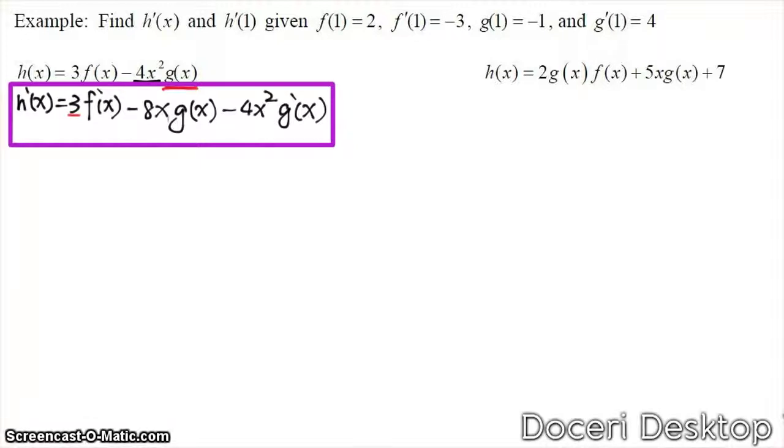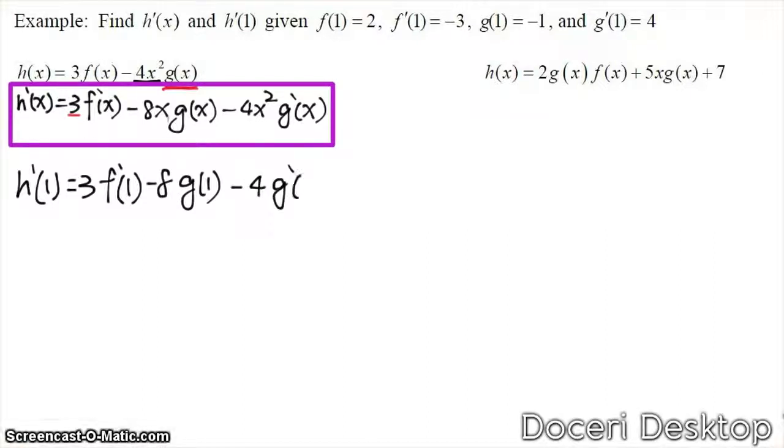Now we need to figure out what h prime of 1 is. That means we plug 1 into every single part. So 3 f prime of 1 minus 8 g of 1 minus 4 times 1 times g prime of 1.